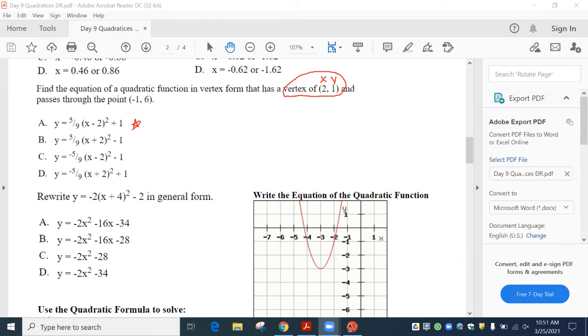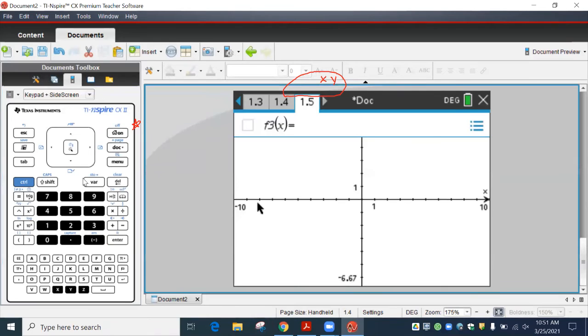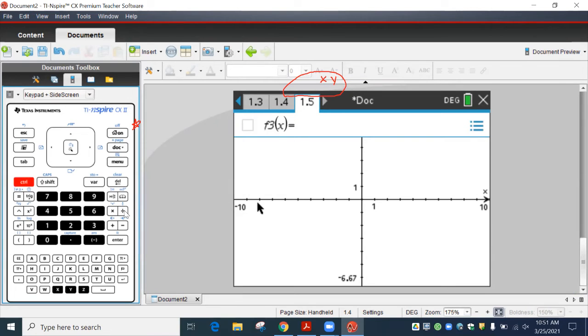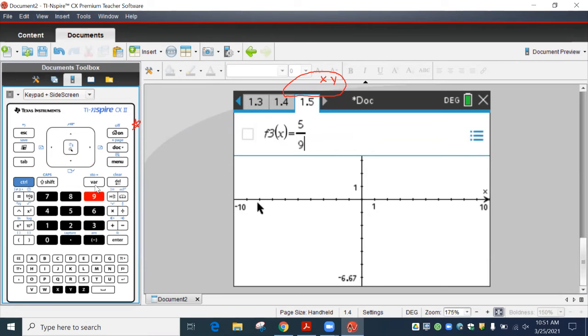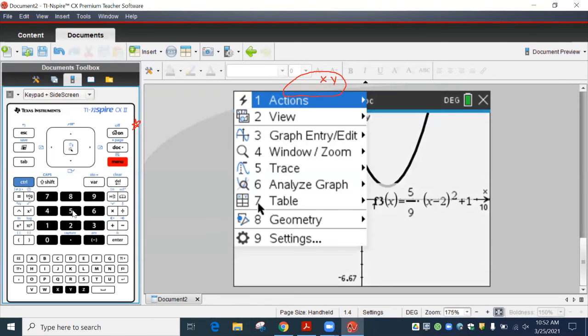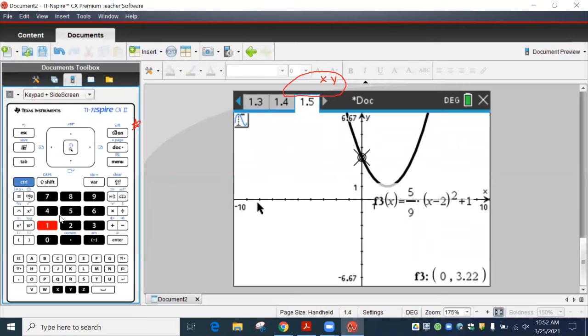So let's go type this in real quick. So we're going to type in, let's see, fraction bar 5/9, parentheses, x -2, close parentheses, squared, and then +1. All right, so we're going to hit menu 5-1, and we are just simply checking these points. So the first point I would always check is the vertex, because if the vertex doesn't match, it doesn't matter if the other point is there.